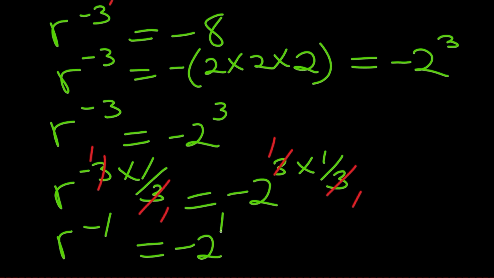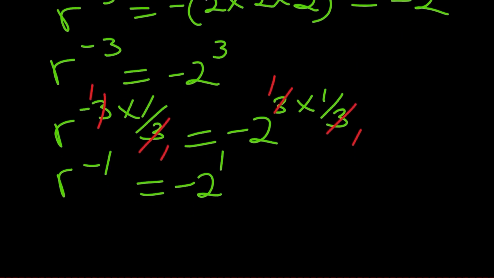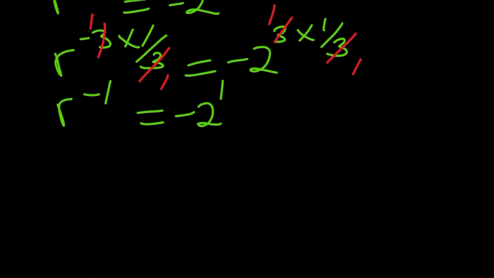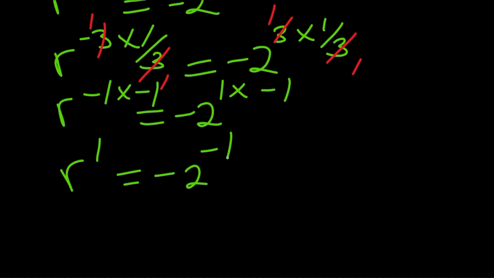Now let's further multiply both powers by minus 1. We have r raised to power minus 1 times minus 1 is equal to minus 2 raised to power 1 times minus 1. Minus 1 times minus 1 will give us r raised to power 1 to be equal to minus 2 raised to power minus 1. Therefore, r is equal to minus 1 over 2. R equal to minus 1 over 2 is the solution to the above equation.